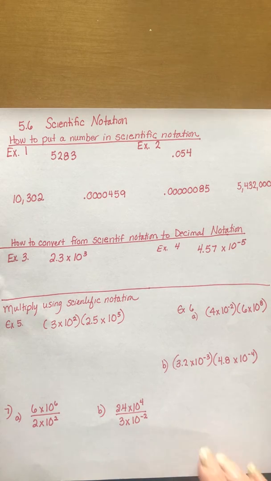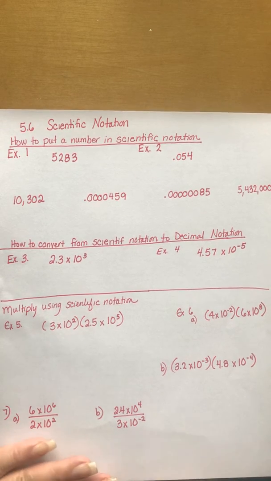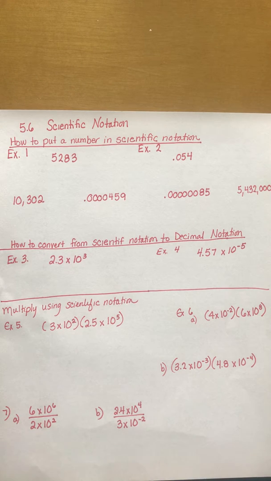This is Math 70, Section 5.6, Scientific Notation. This is the last section in Chapter 5. A test will be available very soon. It is regarding scientific notation.